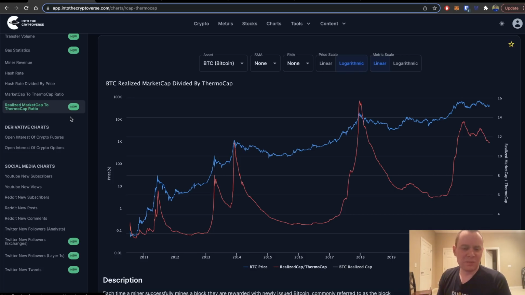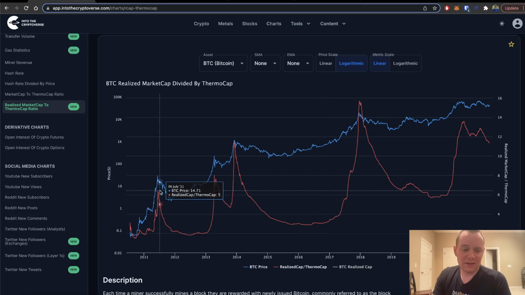If we look at this metric, just the realized market cap of Bitcoin divided by the ThermoCap, this is what you get. One of the interesting things, and it kind of stands out right away, is that this market cycle, we have not seen a higher high on this metric, at least not yet.